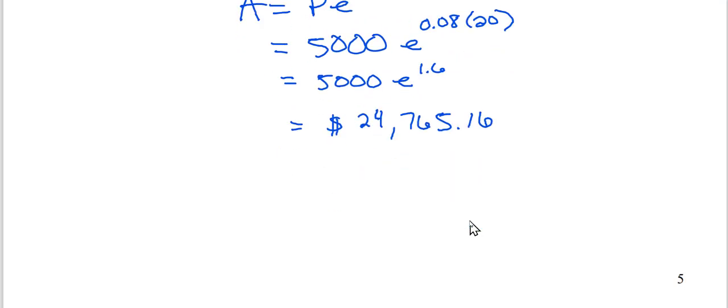That's compound interest. It's just a cool application of exponential functions, so I wanted to show it to you here.